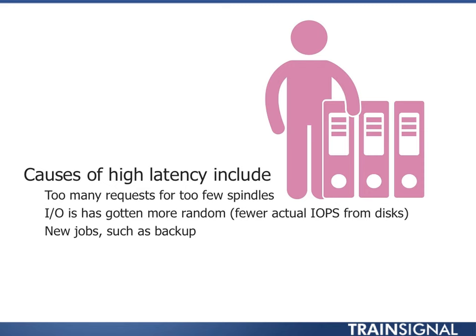Here's another one. Sometimes workload changes. What worked fine with a set of spindles before, if the I/O got more random, they don't work as well. The disk heads are flying all over the place, and you just don't get the same number of IOPS doing random I/O as you do sequential I/O. So you may want to do something like vSCSI stats and check that out. Or new jobs such as backup. You've added new things that were not part of the original workload, and now it's causing an impact. Simple, but very common.